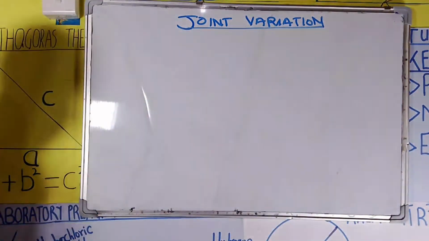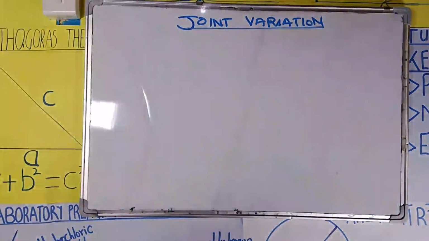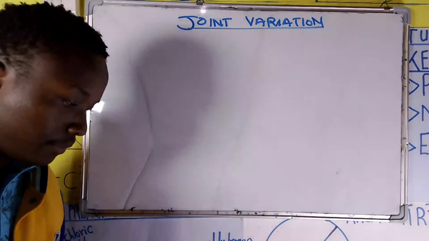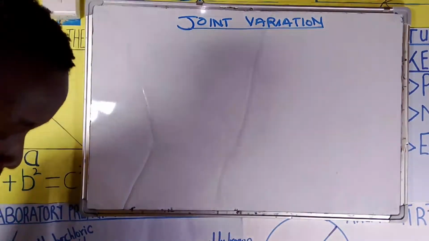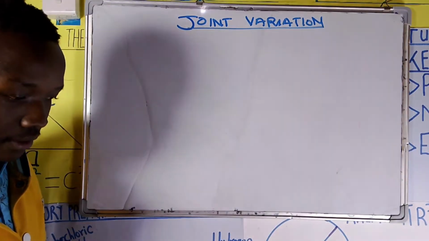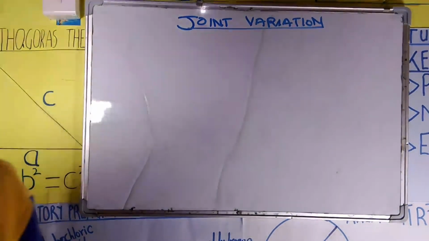So today we will be learning about joint variation. And on Sunday we studied direct and inverse variation, and we also introduced ourselves to joint variation. That was on Sunday.